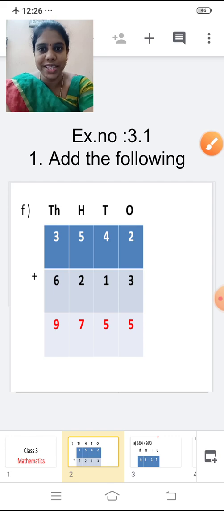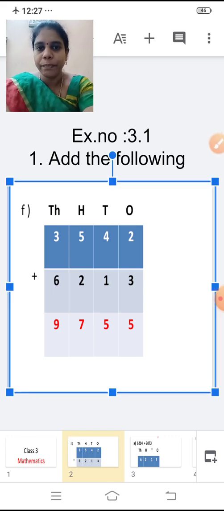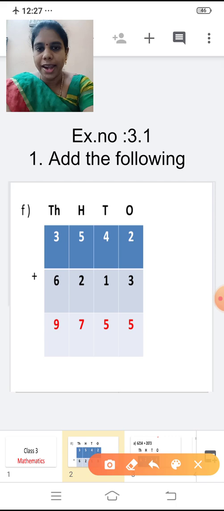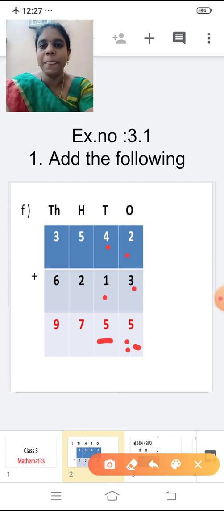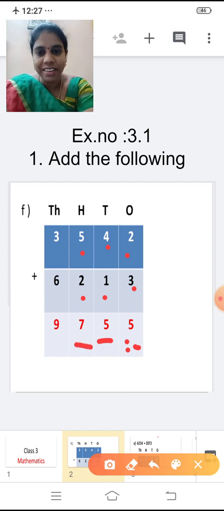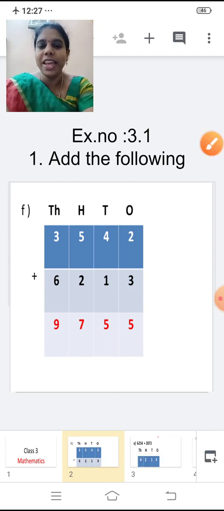I'll repeat it one more time. First add the ones place, 2 plus 3, 5. Write it below. Next move on to the tens place. 4 plus 1, 5. Then the hundreds place. 5 plus 2, 7. Write it down. Then the thousands place. 3 plus 6, 9. So the answer is 9755. Shall we move on to the next sum?